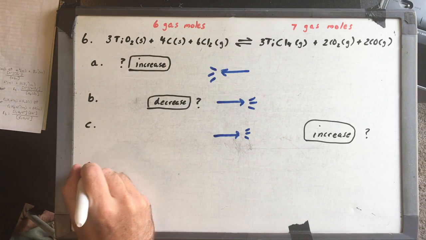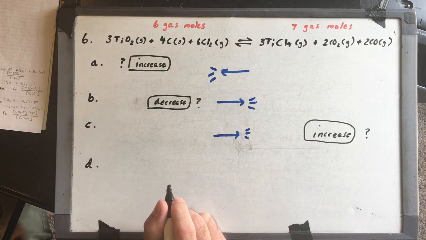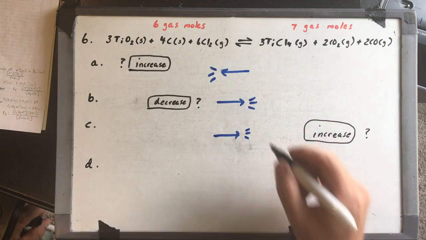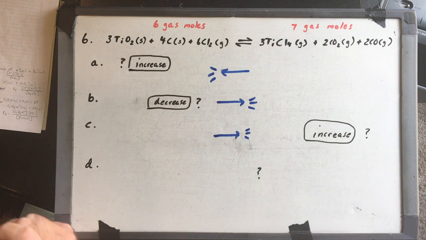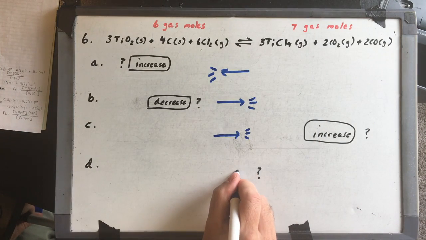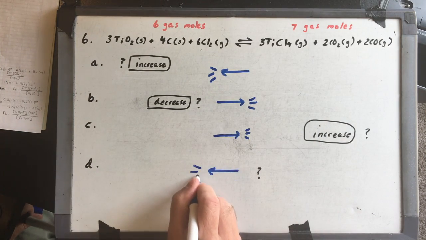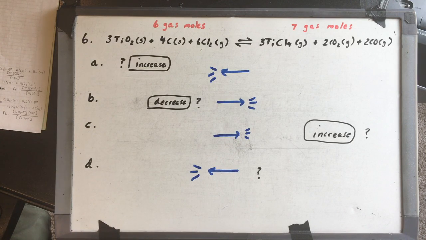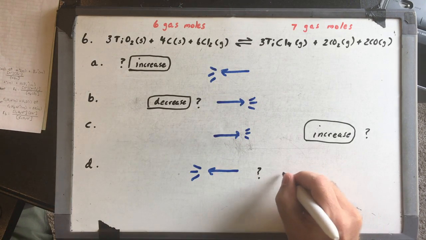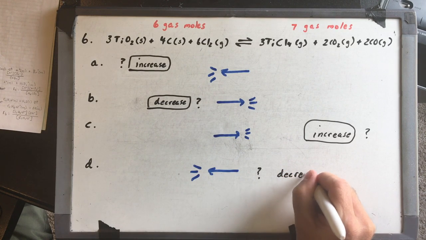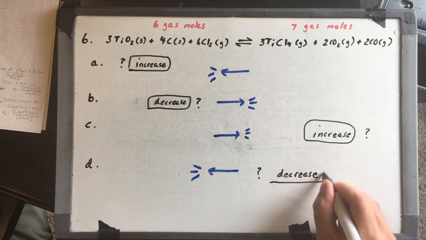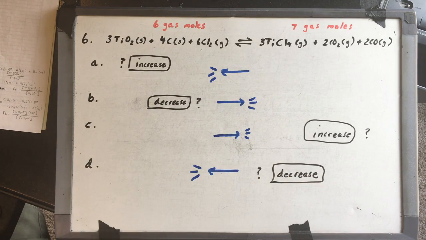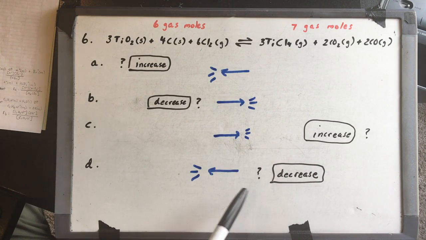And then part D says what will happen to the amount of TiCl4. So that's the first product. If the pressure is raised, the reaction shifts away from the side with the most gas moles. So the hose shoots to the left, and that's going to cause TiCl4 to decrease on the back end of that hose. Okay, so the answer on number 6: increase, decrease, increase, decrease.